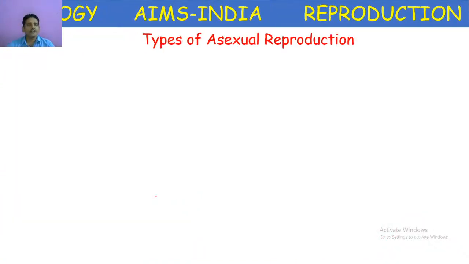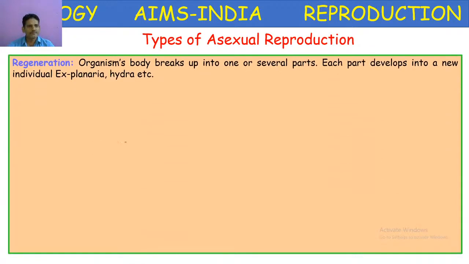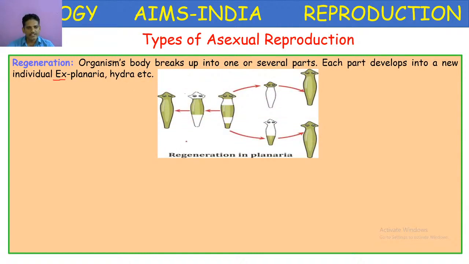Next type of asexual reproduction, regeneration. In regeneration, the organism's body breaks up into one or several parts, either by itself or accidentally. Each part develops into a new individual. For example, planaria and hydra. So regeneration in planaria. So here, a single organism.